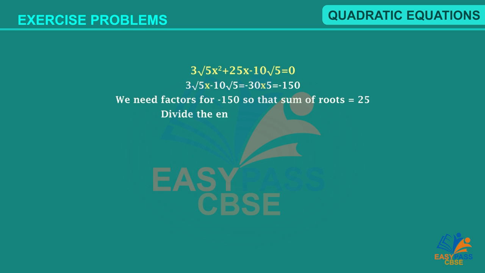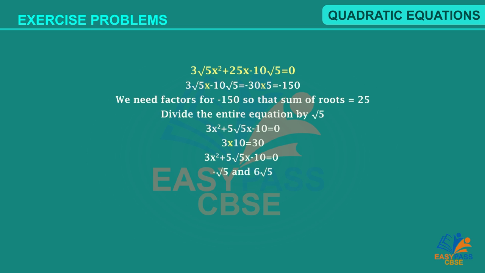Just divide the entire equation by root 5. So we have 3x square plus 5 root 5x minus 10 is equal to 0. So 3 times 10, 30. Split the middle term: I split 5 root 5 as minus root 5 and 6 root 5. So we have 3x square minus root 5x plus 6 root 5x minus 10 is equal to 0.